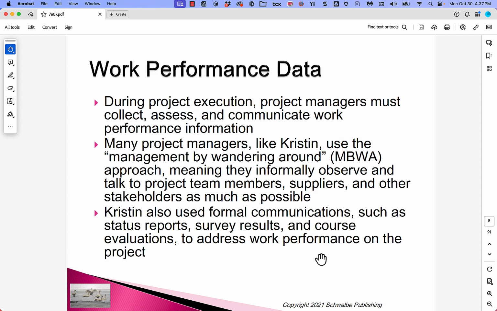Work performance data. So during project execution, project managers must collect, assess, and communicate work performance information. So we have to keep our eye on things. And there's this great MBWA, management by walking around, which means we're going to have to see what's happening on the project and keep up to date. Are things on time? Are people happy? Are things getting done? All that kind of stuff.